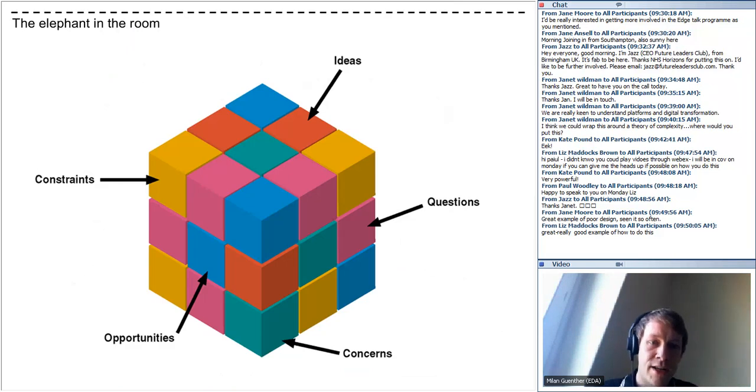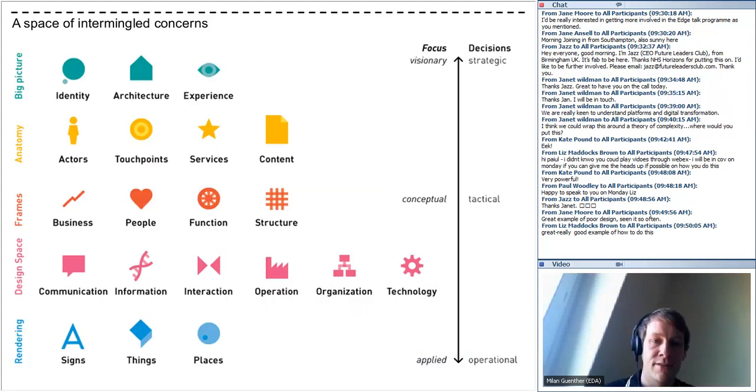So our way to deal with that is to say, okay, the enterprise is actually the space of intermingling concerns, and we all have ideas how to change it. We have a lot of constraints. We have questions to be answered. We might spot opportunities, and there are concerns and risks to be dealt with. The enterprise is basically this box that we can turn around. We can look at it. We can try to model it, try to understand it.